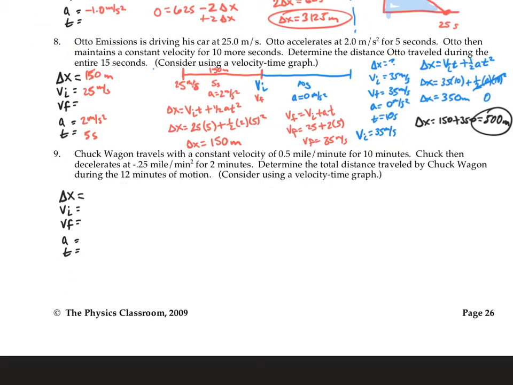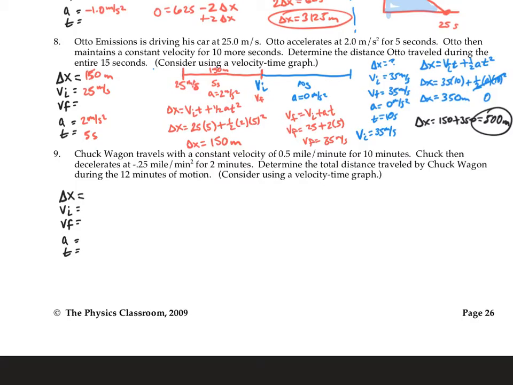This one also says consider using a velocity time graph. I did not in number 8, so I'm only going to solve number 9 by using a graph. It's the complete opposite of number 8. You start out with a constant velocity, and then your velocity changes. So I personally think these types of problems are easier if you know how to sketch a quick graph, and I'll show you why. That was a lot of work we did in number 8. We actually had to do 3 equations to solve those 2 parts of motion.